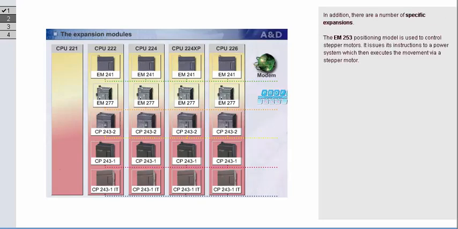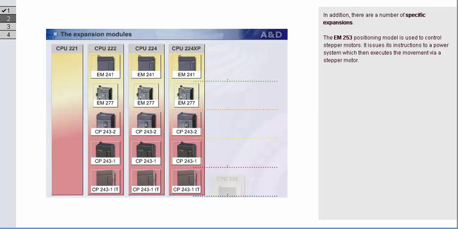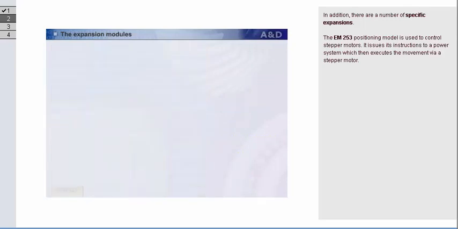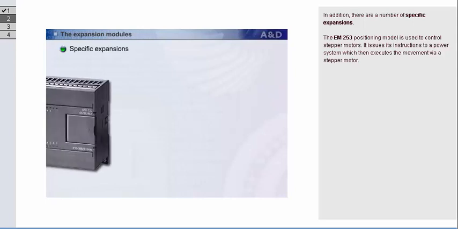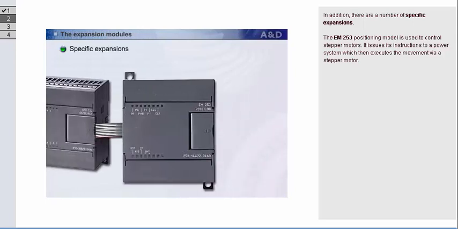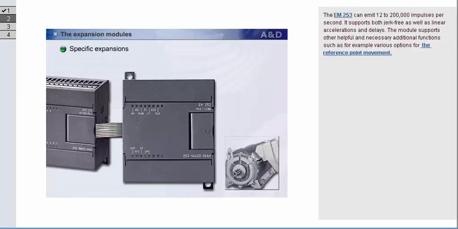In addition, there are a number of specific expansions. The EM253 positioning module is used to control stepper motors. It issues its instructions to a power system, which then executes the movement via a stepper motor. The EM253 can emit 12 to 200,000 impulses per second. It supports both jerk-free as well as linear accelerations and delays. The module supports other helpful and necessary additional functions, such as, for example, various options for the reference point movement.